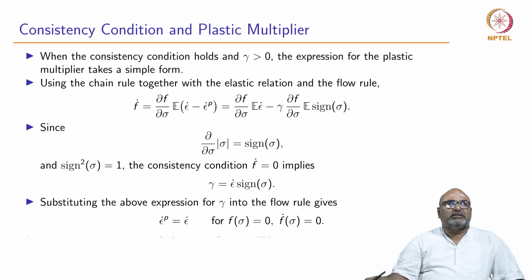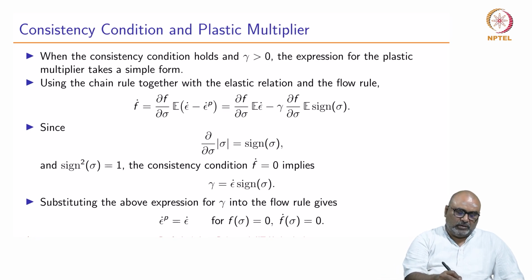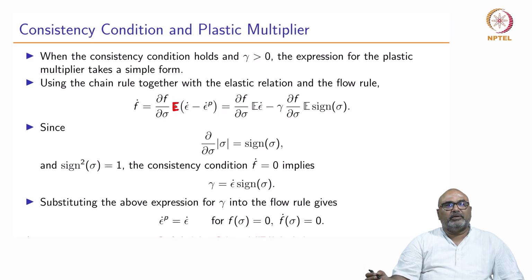So, now using the chain rule, f dot together with the elastic relation and the flow rule, we can write f dot is equal to ∂f/∂σ times E times ε dot e, which is denoted as ε dot minus ε dot p. So, which is the same as ∂f/∂σ times E times ε dot minus γ times ∂f/∂σ times E sign of σ.